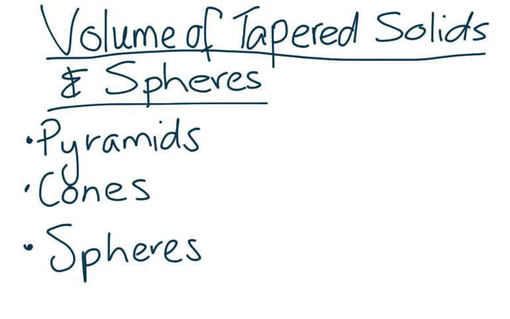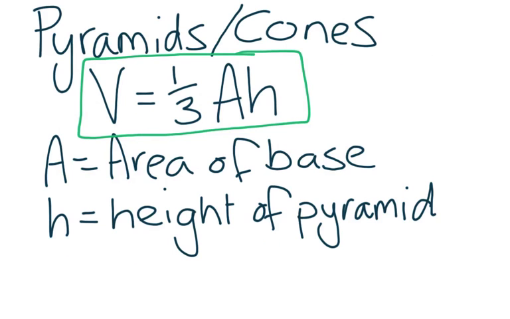So this video will go through volume of tapered solids and spheres. So that's looking at pyramids, cones and spheres, and also then hemispheres. And then we'll do some composite shapes involving those things. So we'll start with pyramids and cones.